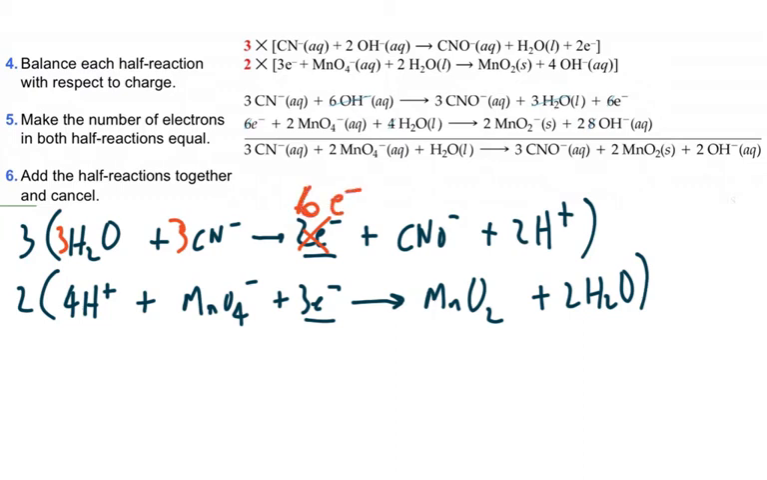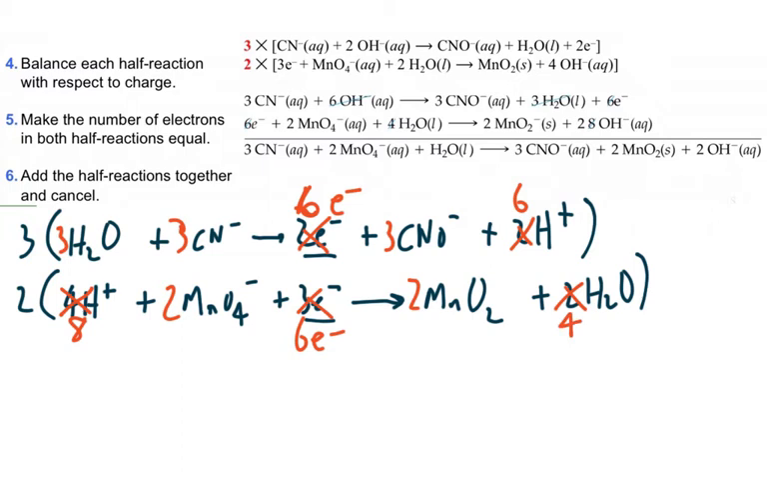Okay? Then this becomes a 3. And this becomes a 6. On the bottom, we're going to multiply by 2. So this becomes an 8. This becomes a 2. This becomes a 6. This becomes a 2, this becomes a 4.